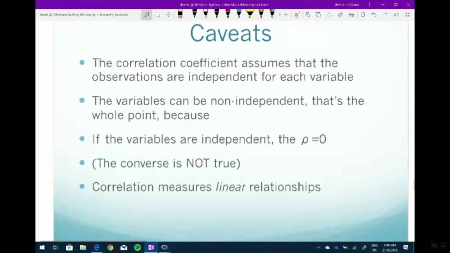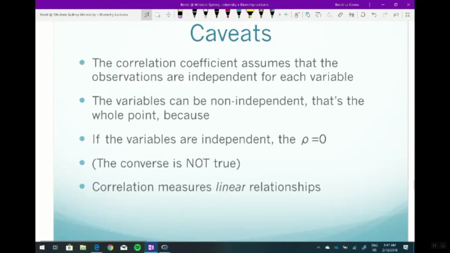So there's a couple of things, as always, that we need to be a bit more precise about. The correlation coefficient assumes that the observations are independent for each variable. Obviously, if you measured the same person twice, you would have 2 points exactly on top of each other, or 3 times or 4 times. Those observations would not be independent, and they would skew the correlation coefficient. The variables themselves can be non-independent. That's the point. Your x and your y variables, there's probably going to be some dependence between them. That's what we're looking for to start with. But the individual observations themselves must be independent of each other.